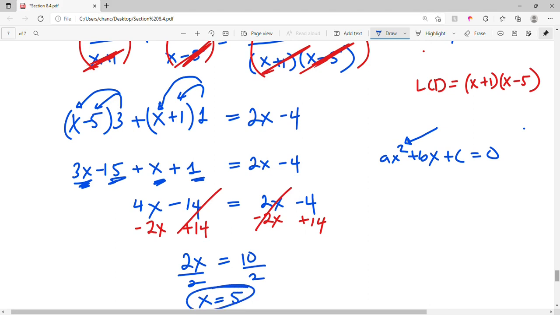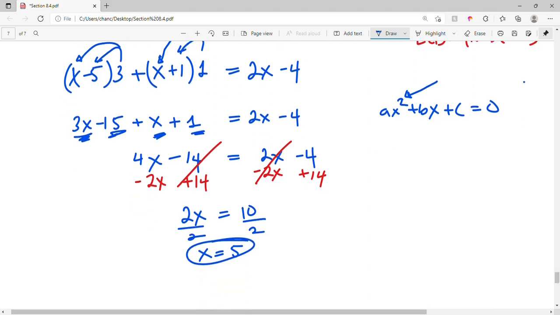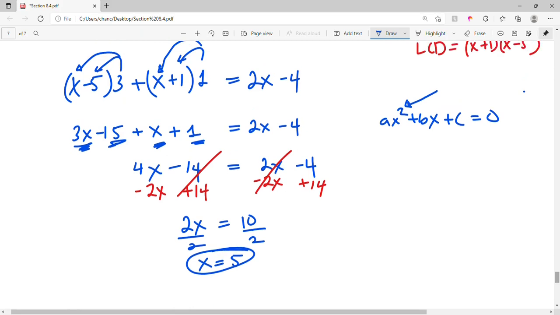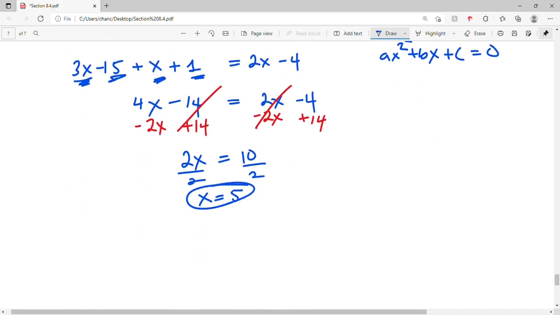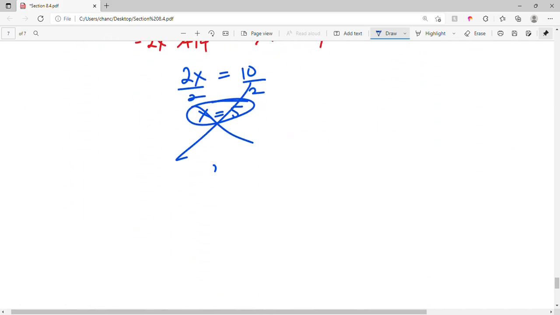This is, again, a potential solution. We have to check our work. We have to plug it into the original equation, x equals 5. The denominator here for when x equals 5 is 0. That means x equals 5 is not a good solution. It's an extraneous solution. But that was our only option. And since it didn't work, that means there is no solution. So our answer here is no solution because x equals 5 was an extraneous solution. It didn't work.